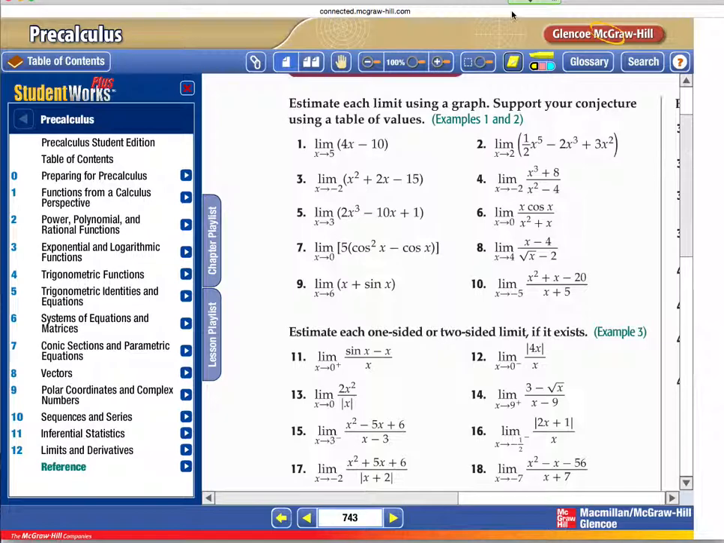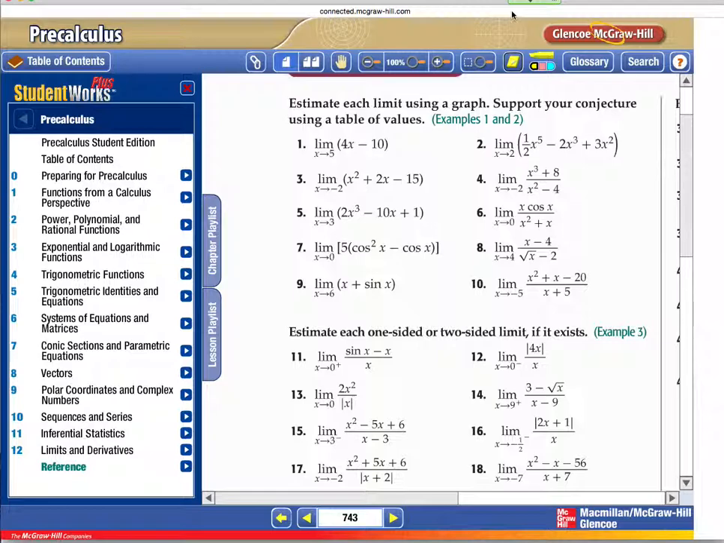Okay, so Megan, read number 5 for me. You had all the right words. They're just in the wrong order. Katie, give it a shot. Number 5, read it for me. Limit as x approaches 3 of 2x cubed minus 10x plus 4. Very good. KG, read 7. Limit as x approaches 0 of 5 to the cosine squared x minus cosine x.